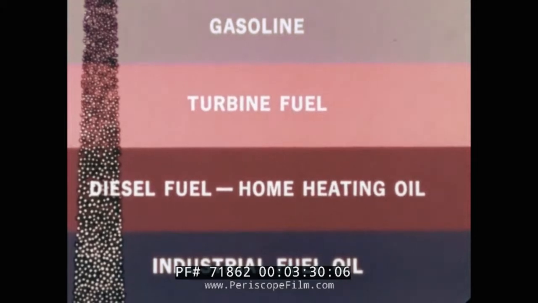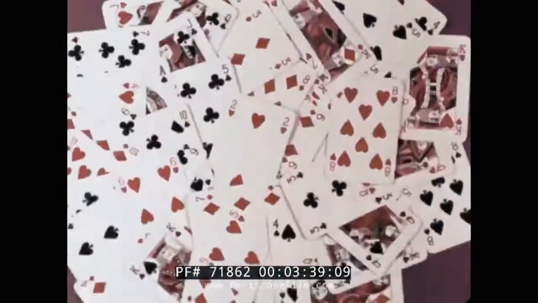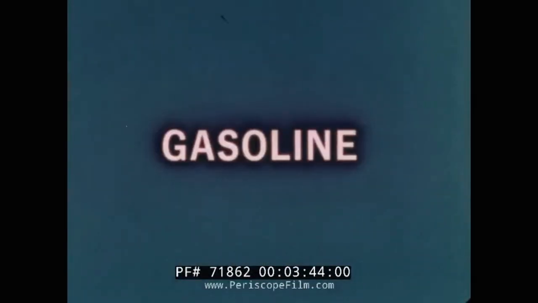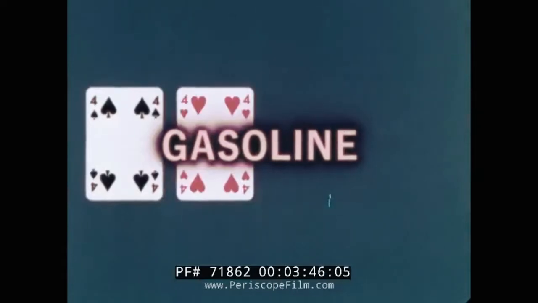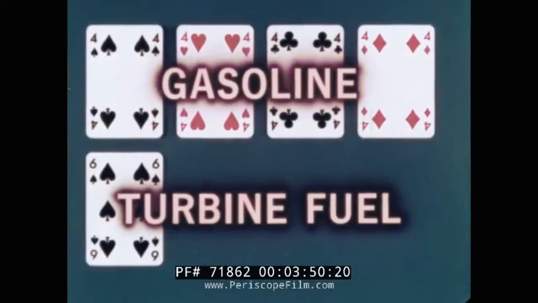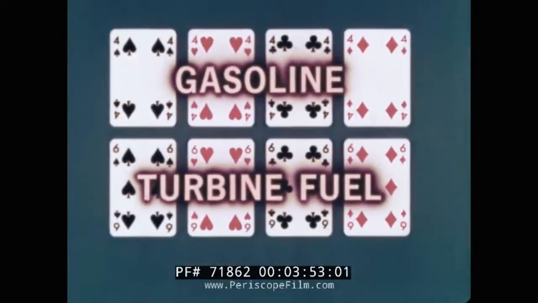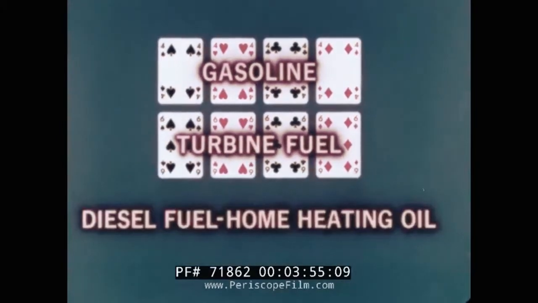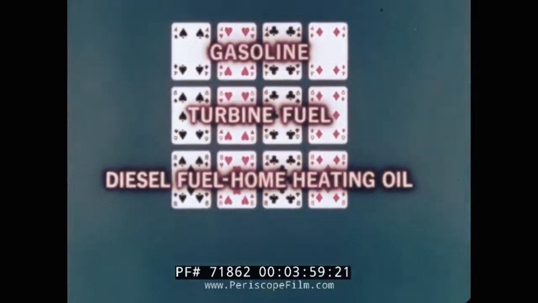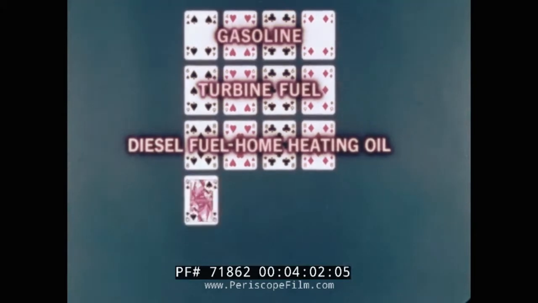To help understand the idea of boiling fractions, consider crude oil as a pack of playing cards, all shuffled up. The gasoline fraction can be thought of as the fours. The turbine fuel fraction as the sixes. The diesel fuel and home heating oil fraction as the eights. And the fractions with the highest boiling ranges, the queens and kings.